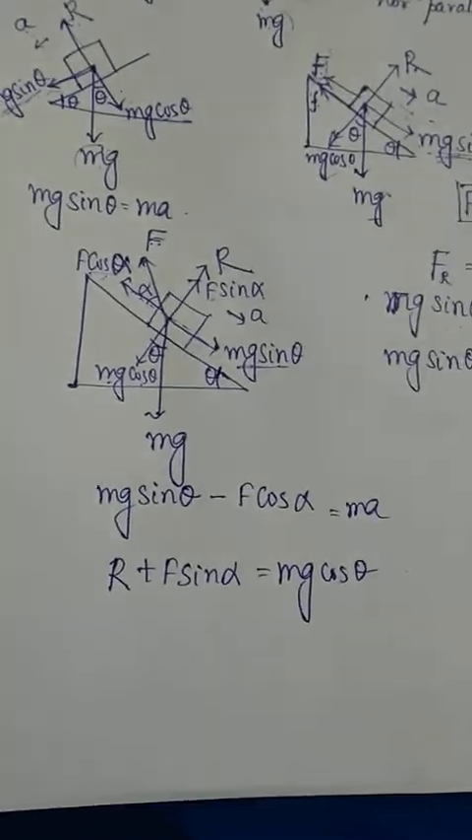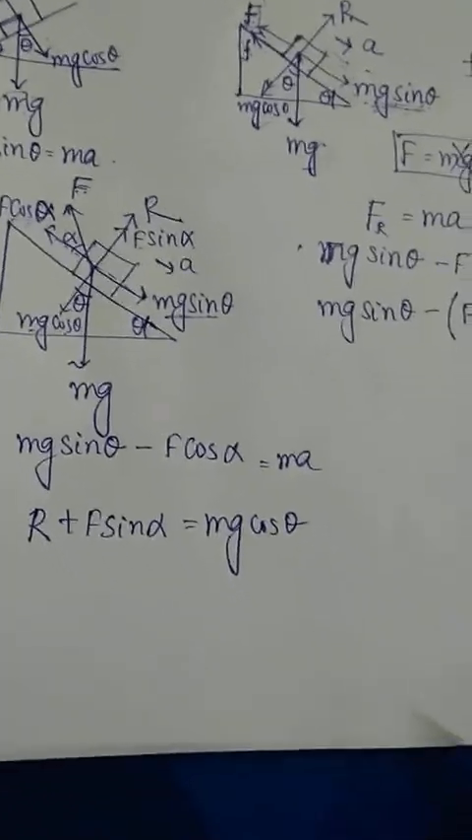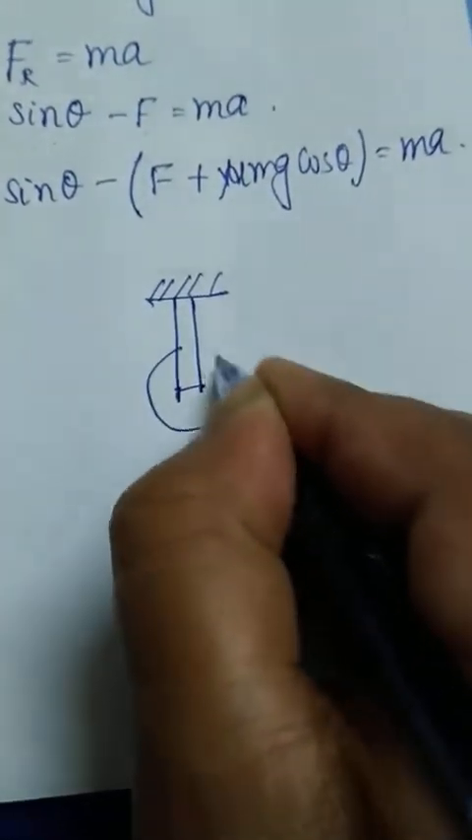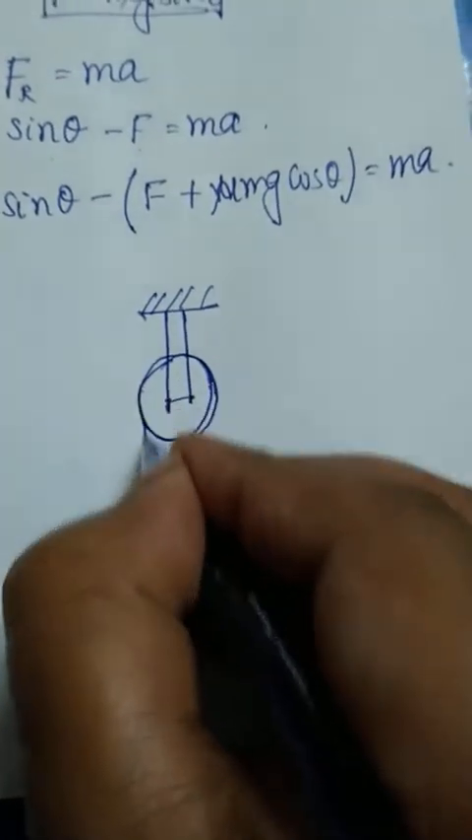Now the last thing we shall talk about is the pulley. The pulley is the easiest one. Let's say this is a pulley here.